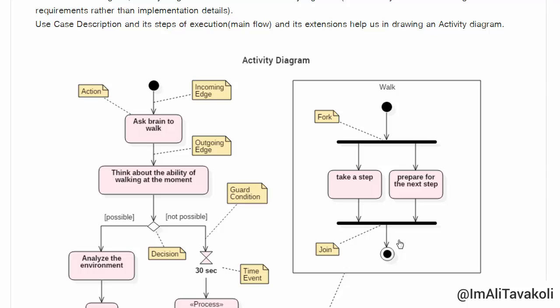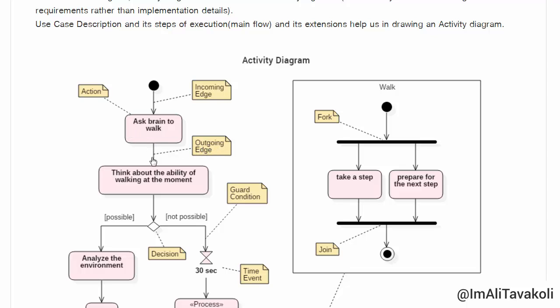All right, in our example here, we are going to demonstrate how a walking process can look like. As I have explained earlier, most of the activity diagrams will get started by the initial state notation, which is this black dot over here. Then by the incoming edge, we will go to our first action, which this notation is here, and our first action here is this: ask brain to walk.